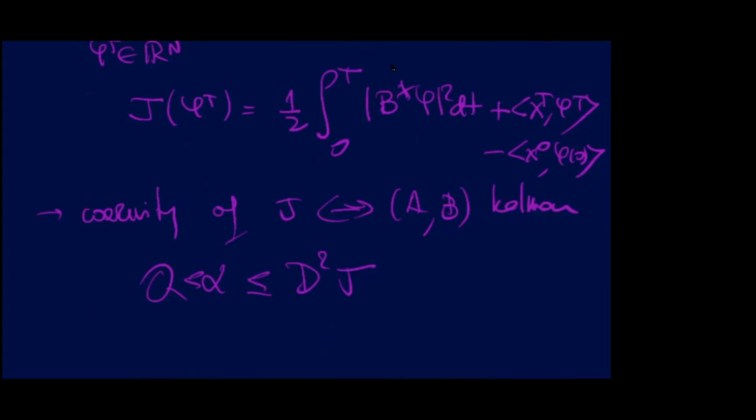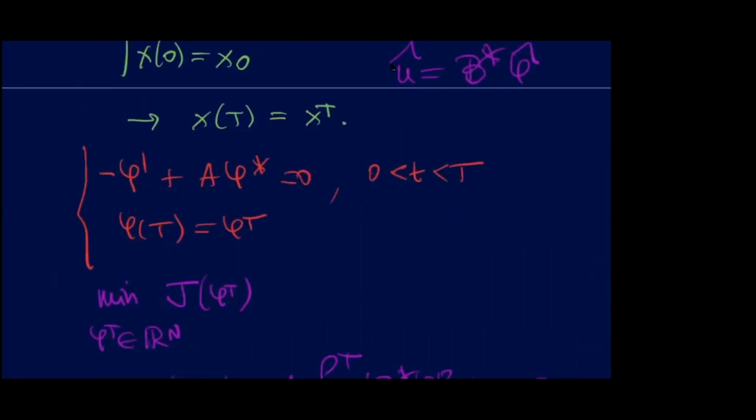Good. But there was a second condition. What was the second condition? The second condition was that the Hessian also has to be bounded above. So the functional J has to be of class C2. And is this functional of class C2? Of course it is. You can do it as an exercise. Why is this functional of class C2?